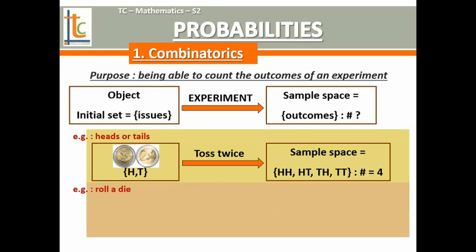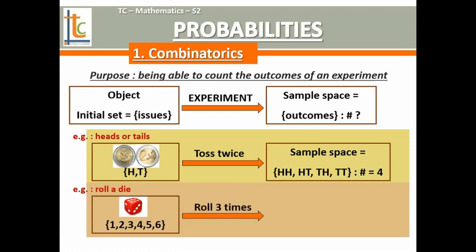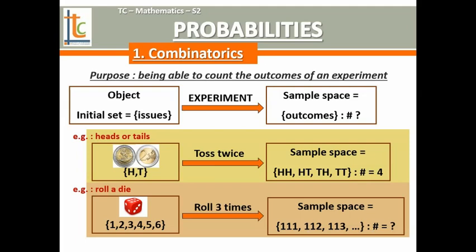Another example, roll a die. A die is an initial set of 6 possibilities. It's a 6-sided die here. So the initial set is 1, 2, 3, 4, 5, 6. If you want to roll the die 3 times, you will obtain 3 results that consist of a certain series of 3 results. It could be 1, 1, 1, or 1, 1, 2, or 1, 1, 3, and so on, until 6, 6, 6, if you want to list them in the sample space. The question is, how many elements are there in the sample space?